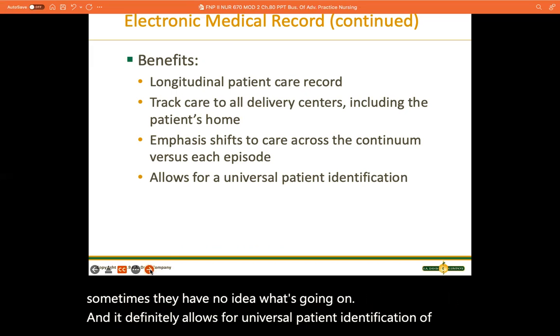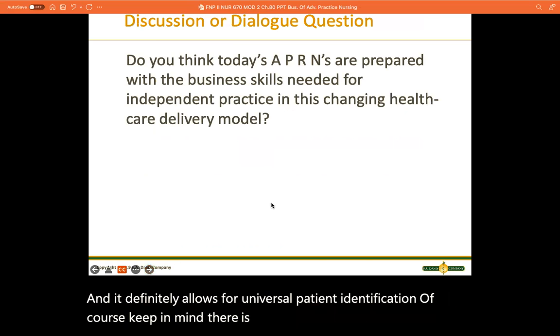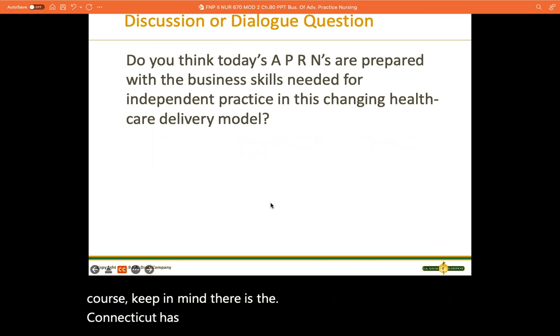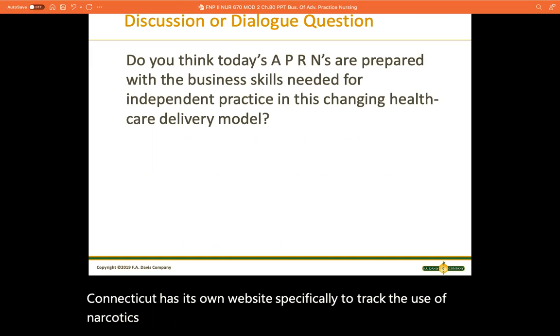Keep in mind, Connecticut has its own website specifically to track the use of narcotics and prescriptions for narcotics.